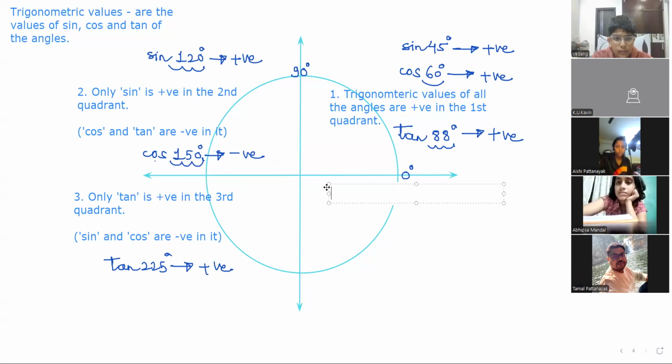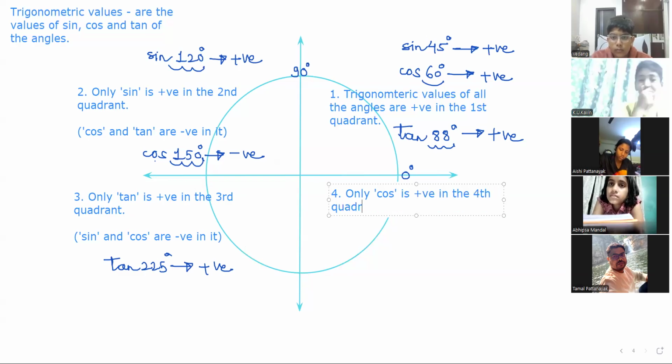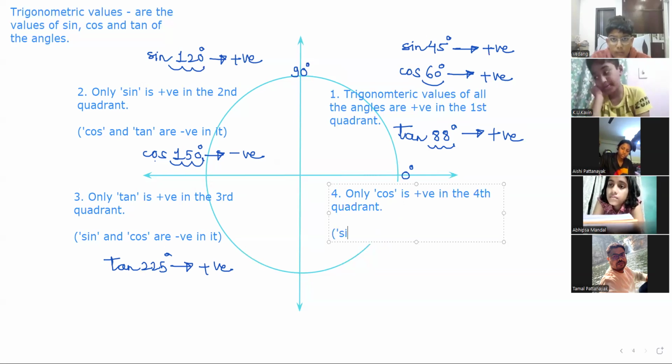Then comes the last part. Only cos is positive in the fourth quadrant. So that means sine and tan are negative in it.